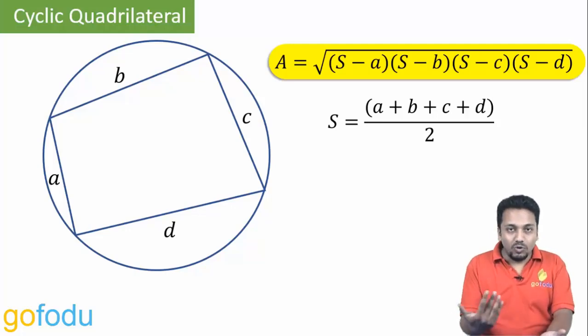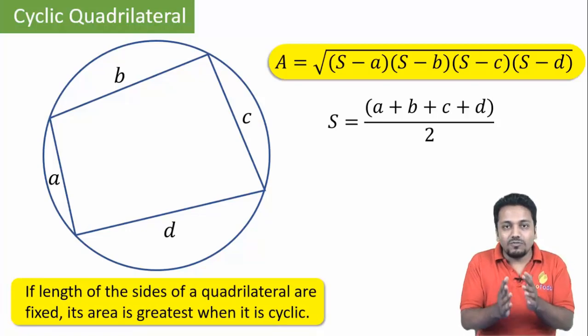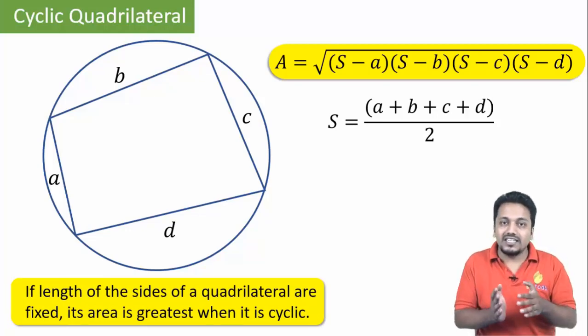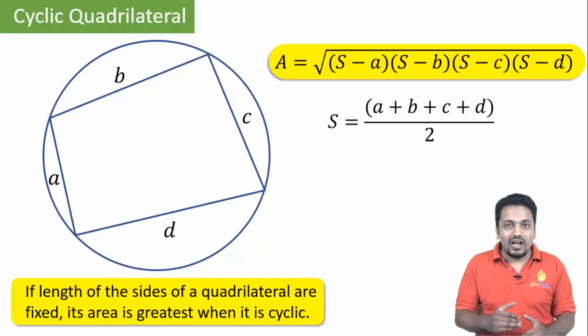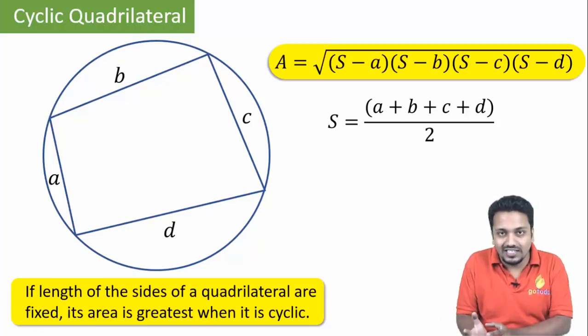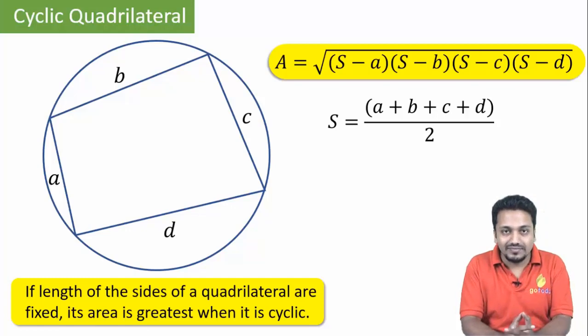Also, there is one more piece of information that could be used in a direct question. If the lengths of the sides of a quadrilateral are fixed, then its area is greatest when it is cyclic. So, if you are asked to find the maximum area of a quadrilateral with given 4 sides, you can use this Brahmagupta's formula to find the area. Okay.